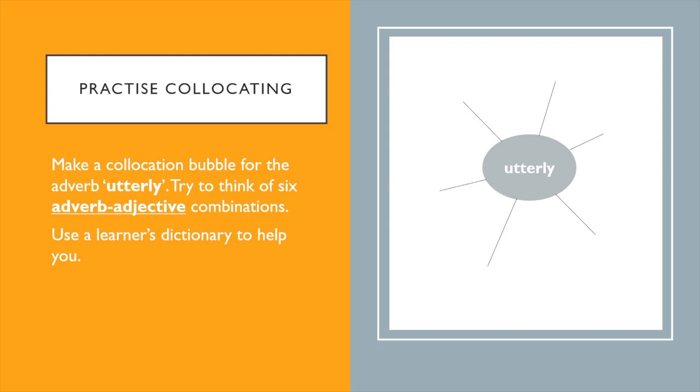Your task now is to make a collocations bubble for the adverb utterly. So try to think of 6 adverb-adjective combinations that could work. If you need some help or are looking for some inspiration, why not use a learner dictionary to help you? So press pause and then press play again when you are ready to review.